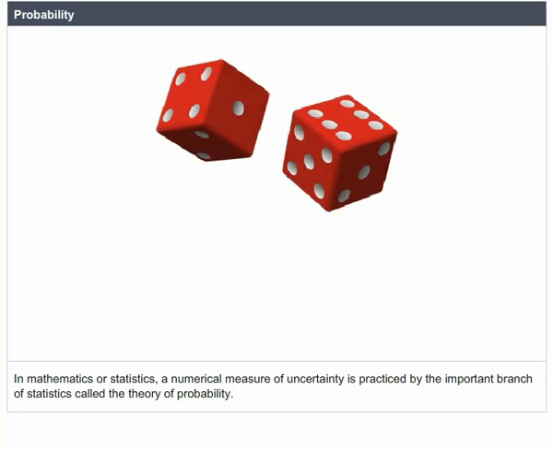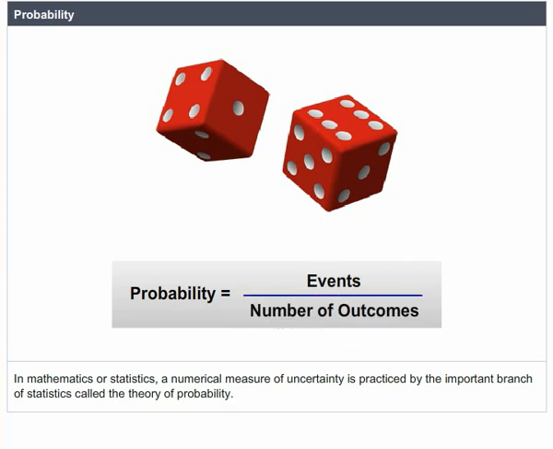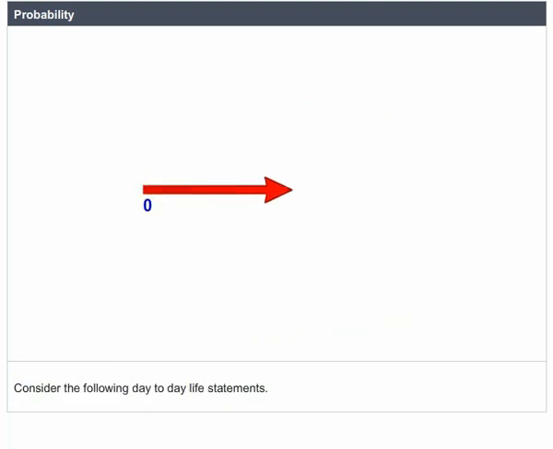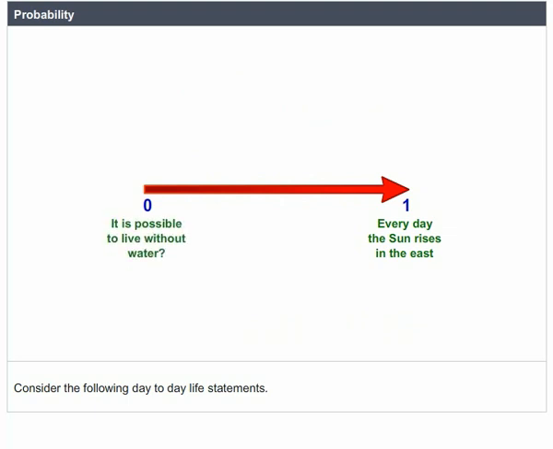Probability. In mathematics or statistics, a numerical measure of uncertainty is practiced by the important branch of statistics called the theory of probability. Probability equals events divided by number of outcomes. Consider the following day-to-day life statements. Every day, the sun rises in the east. It is possible to live without water. Probably, he or she gets the job.